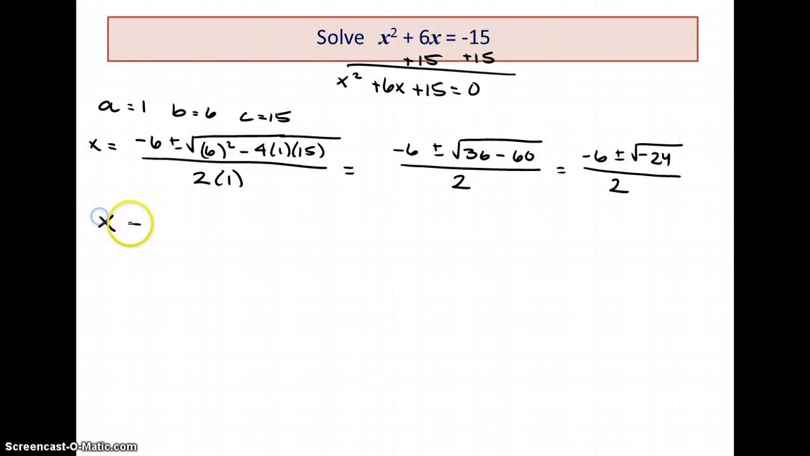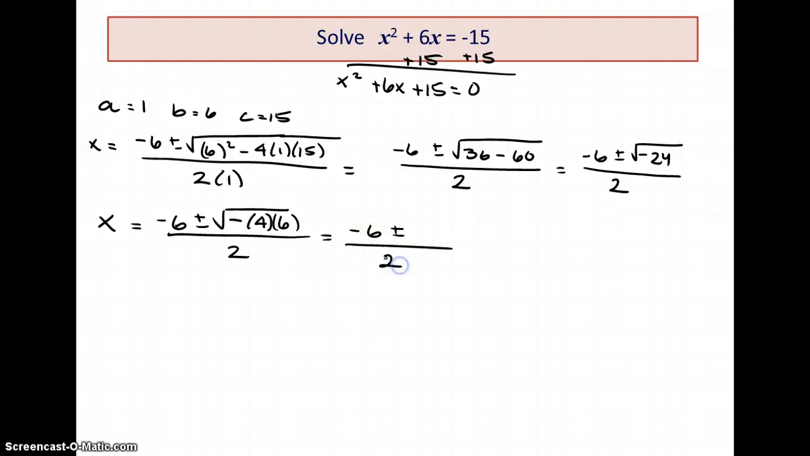I'm looking at x is equal to negative 6 plus or minus the square root of negative, and what's your perfect square? Well, it's the same one that we saw before. So this would be 4 times 6 over 2. Now, negative 6 plus or minus, remember this, because this has a negative sign, you're going to pull out an i, and because the square root of 4 is 2, you can pull out the 2. I'm going to put it as 2i right now, times the square root of 6.